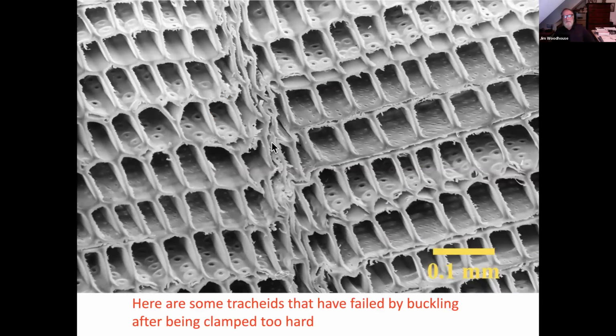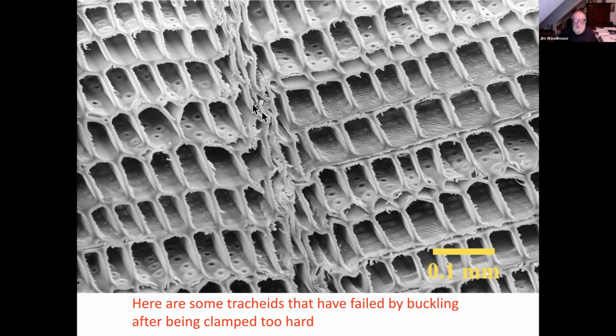Now here's an interesting one. This is a piece of spruce which had been nipped up in a vise a little bit too tightly for its own good. It's a piece of wood that was serving as a buffer in the vise jaws, and then we thought it would be interesting to see what it had done. And you can see what's happened here.